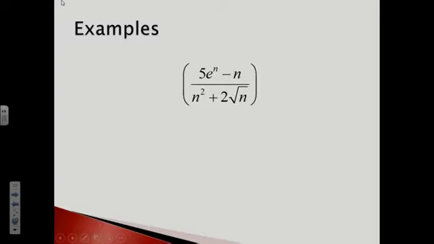We show one more example to illustrate the usefulness of the tower of power. Find the limit of (5 exponential of n minus n) divided by (n squared plus 2 square root of n). The numerator involves an exponential function, and the denominator involves power functions. Since the exponential function is at a higher step than the power function in the tower, its quotient diverges to infinity.